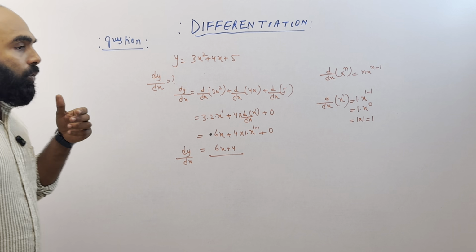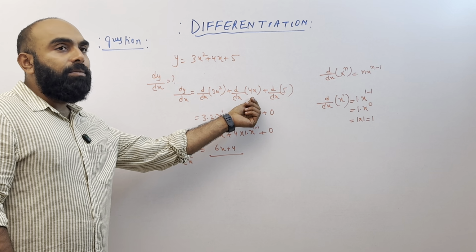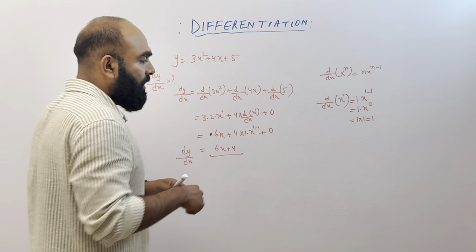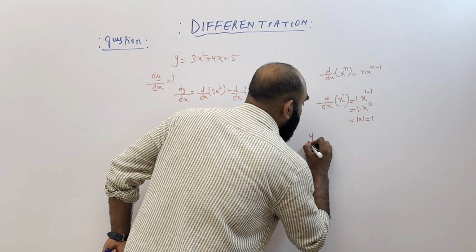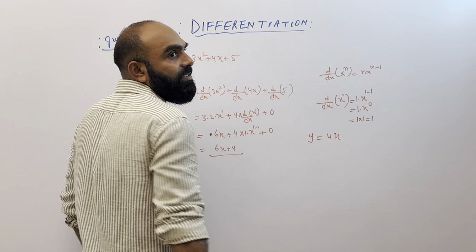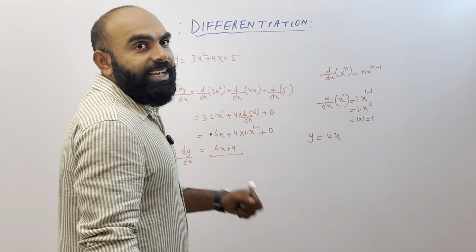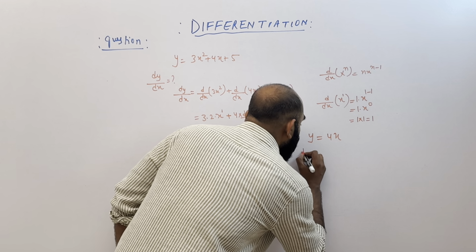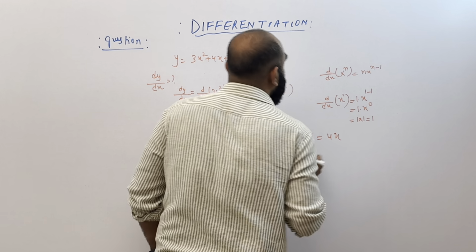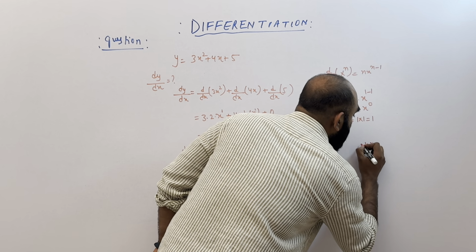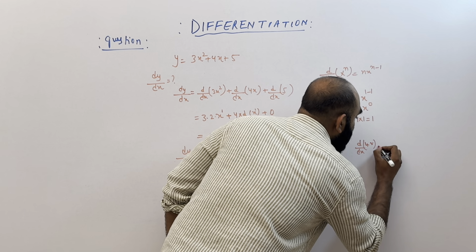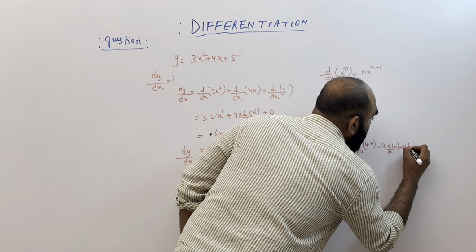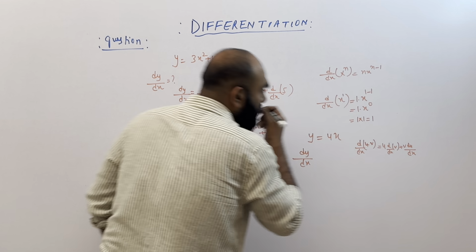Sir, you are not applying the UV method in 3x or 4x. Arey bhaiya, if you apply it also, it will come the same. Let's say y is equal to 4x. So there are also two functions now: 4 is a constant function and x is a polynomial linear function. In the UV method, the product rule, dy by dx of UV is: leave the u, differentiate v, plus leave the v, differentiate u. So you can see the same thing.